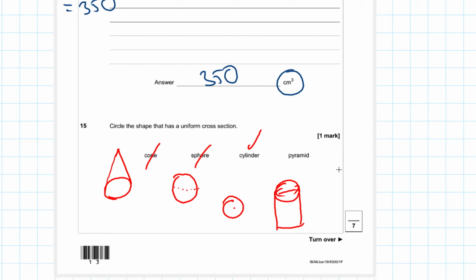And just to double check, a pyramid, for example a square-based pyramid, again, pyramids all end at a point, so they're the same as a cone. So your answer here is a cylinder.